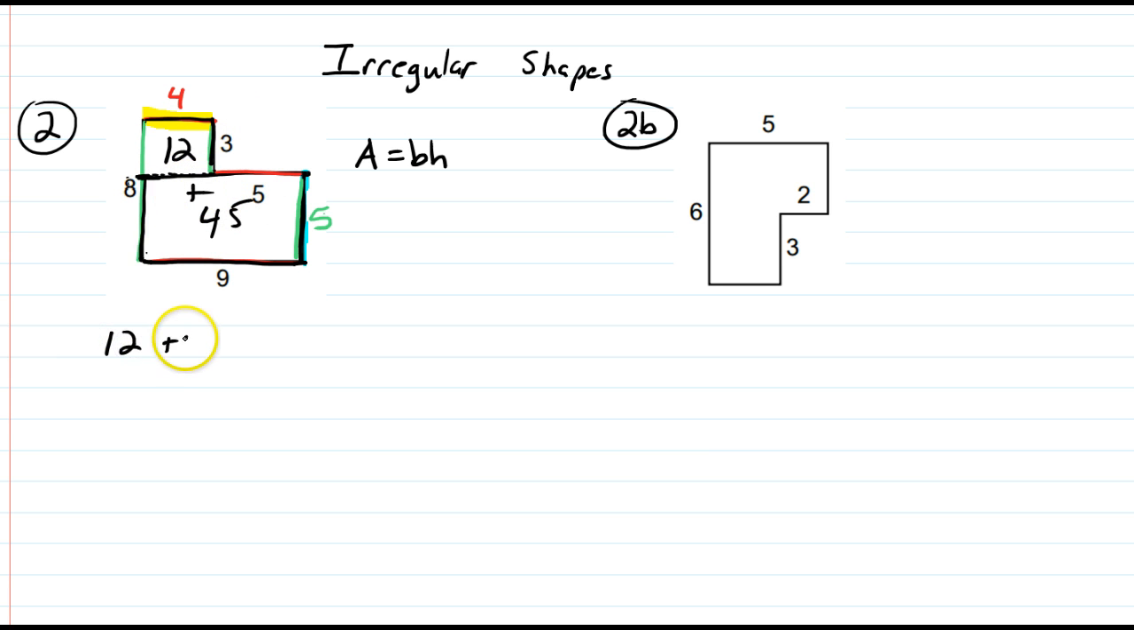So 12 plus 45 gives us 57. And since there's no units, we'll just say units. And since we're talking about area, it would be units squared. So go ahead and find the area of 2b. Break it up any way you want.